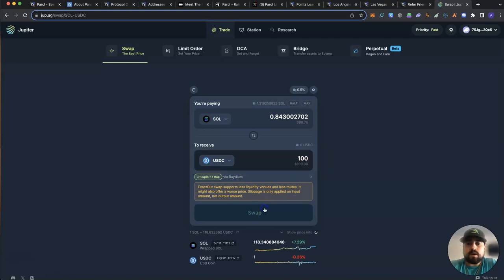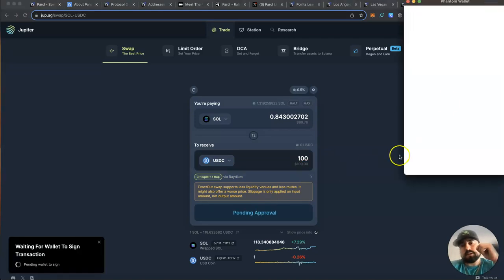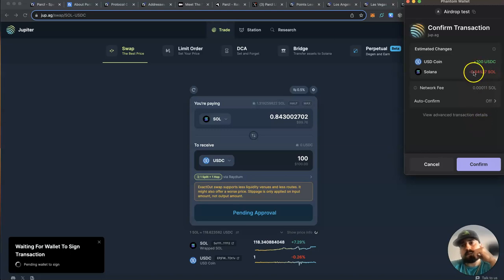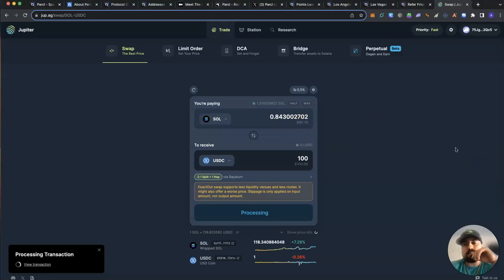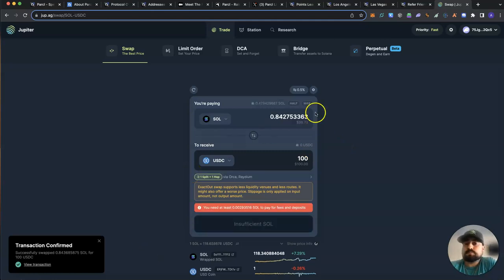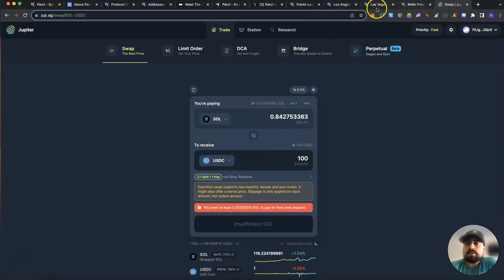So we're going to swap. This is going to pop up. It's going to add $100 and take away 0.84. You want to double check. Click confirm. So you can see right here, it's processing the transaction. All right, cool. So now I have $100, and I'm going to go back over to the app.